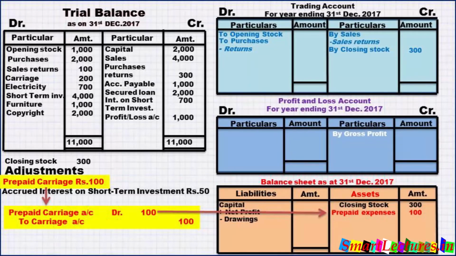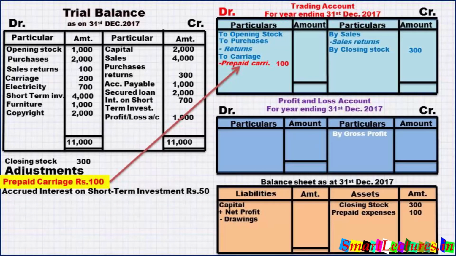It means it will go to the debit side of trading account, but instead of taking it to the trading account separately, it will be deducted in the inner column of debit side. So on trading account, write down carriage 200 minus prepaid 100 in the inner column.